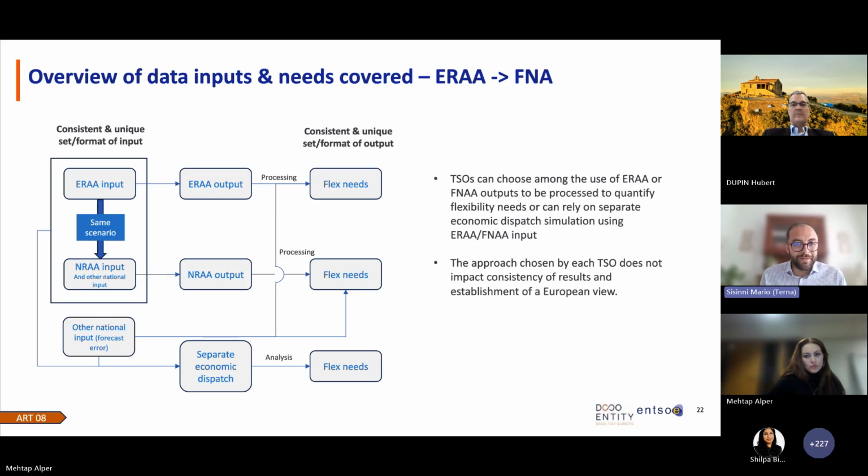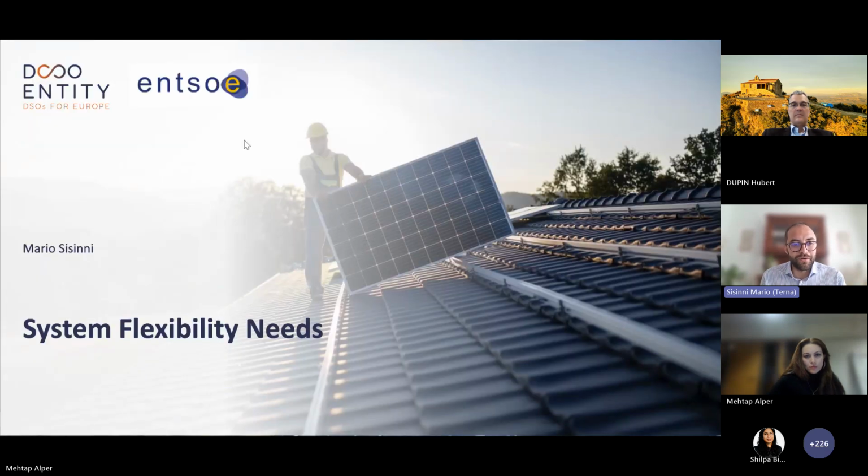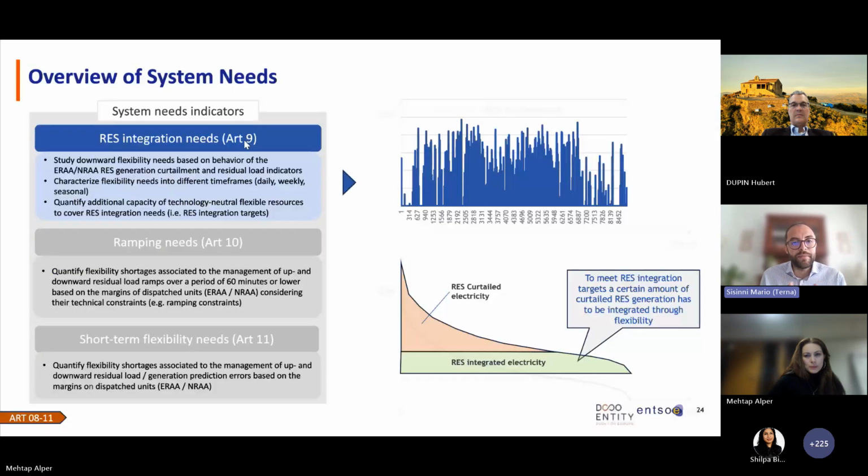So that being said, I think we can go a bit more in detail into the system need, which is the first set of needs that we quantify. I think you can go to the next slide, which is providing an overview, and I'll try to provide a high-level view of the three types of system needs that we are addressing in the flexibility needs assessment. You'll see that the methodology in the various articles provide basically the different steps that the TSOs will have to consider to implement the methodology.